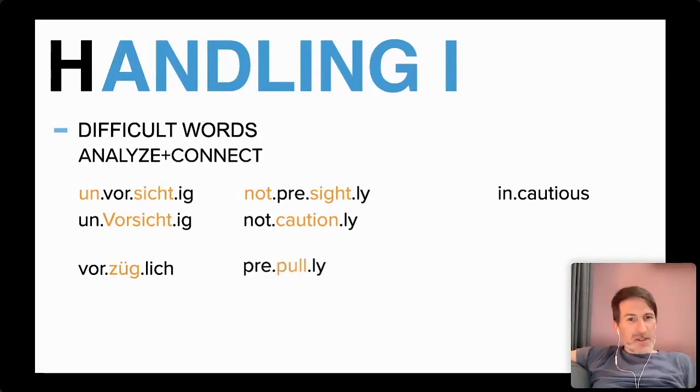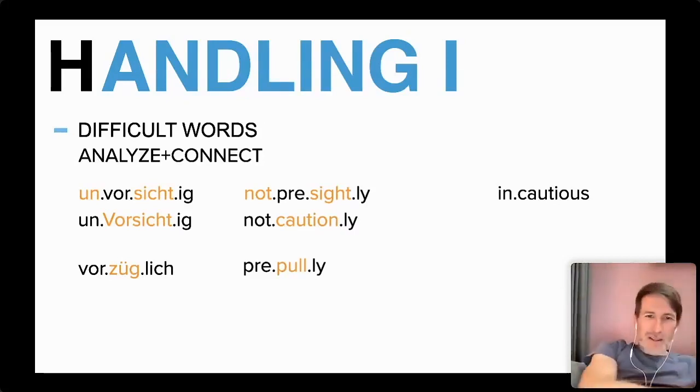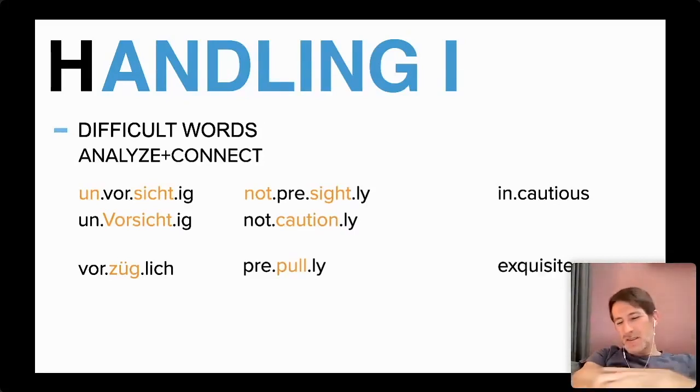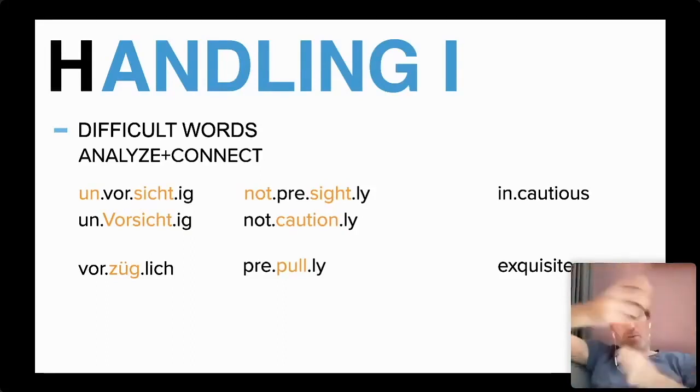Vorzüglich is more difficult. Zug is more or less the pull, and vor we've learned is pre, so someone is pre-pulling. Pre is often part of the English translation then, but to pull something before something else is usually you prefer something. Vorziehen, which is the origin of this, means to prefer. But if something tastes vorzüglich, it's exquisite. So if something's exquisite, you want to pull it to the front.